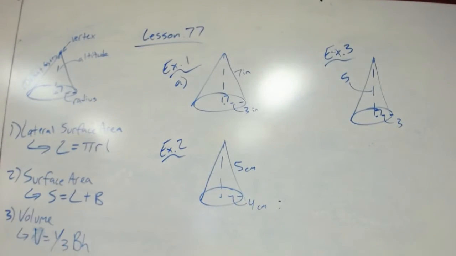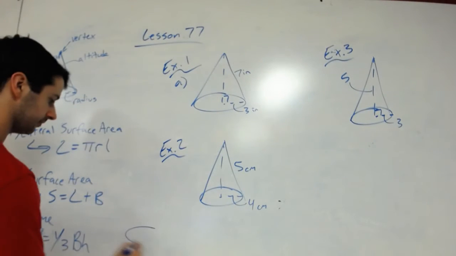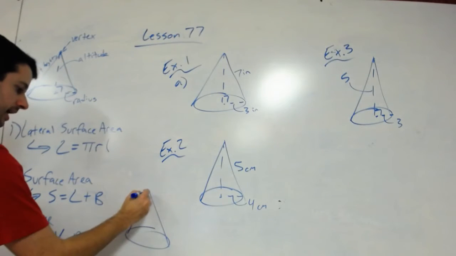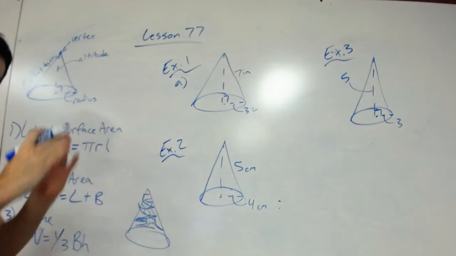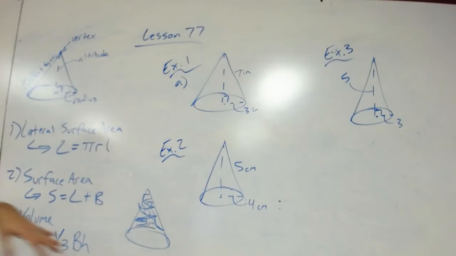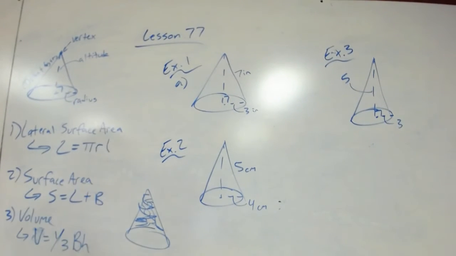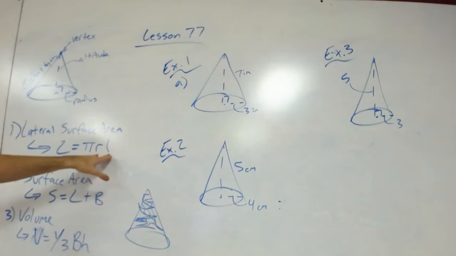The lateral surface area is, imagine if you had a cone, the area of all of the triangle part, in a sense, is the lateral area, not the circle. So it excludes the circle. So our lateral surface area formula is L equals pi times radius times slant height.